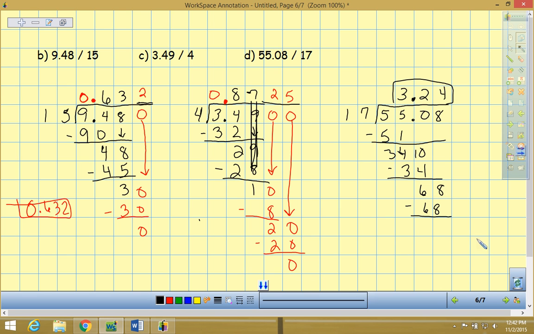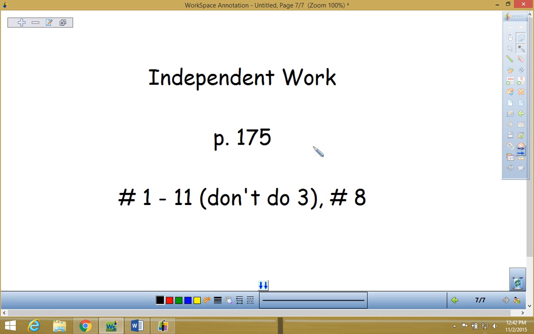I'm going to show you your independent assignment. I want you to work, but guys, I want you to pay attention. When you are working, please space out your problems. Do not scrunch them all together. Do not number ahead, number as you go. Okay? All right, the assignment that you're working on is on page 175.